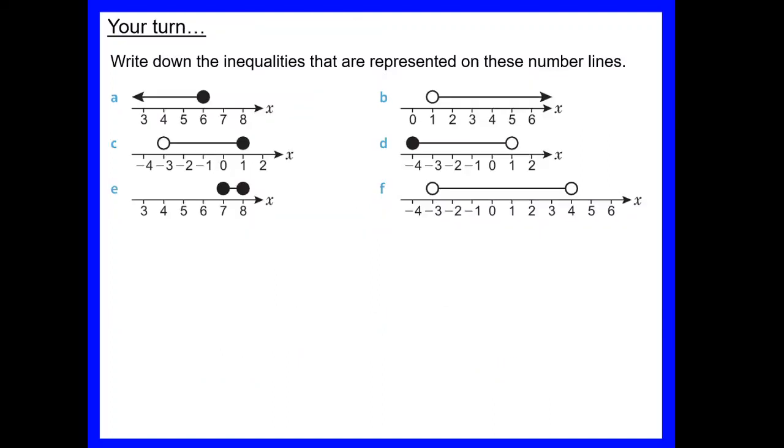Okay, so your turn then. So pause the video, write down the inequalities represented by the number line. Make sure you check the letter that you're using and whether you're using a hollow circle, so less than or greater than, a filled in circle, less than or equal to or greater than or equal to. And remember, if we've got a double one, then it's always less than and less than or equal to. We're not going to use the greater than symbols for those. Pause the video, have a go now.